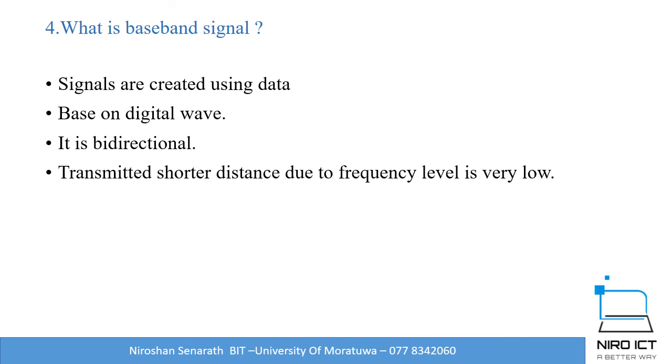And transmission is over a short distance actually. We cannot transmit a long distance using a digital signal, due to the frequency level being very low. When you talk about digital signals, the frequency level is too low. That's why trying to transmit digital data over a long distance is a very bad thing. Attenuation of the signal can happen when we are transmitting a long distance signal. So baseband signals are not recommended for transmitting data from one tower to another or one place to another over a long distance.